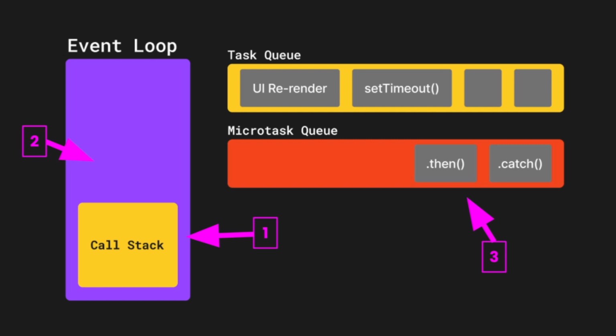Once the micro task queue is empty, it will actually go to the task queue and pretty much re-render the UI when it finished the work, and keeps doing that until the end of time. Now, how does this apply to the code we've seen before?